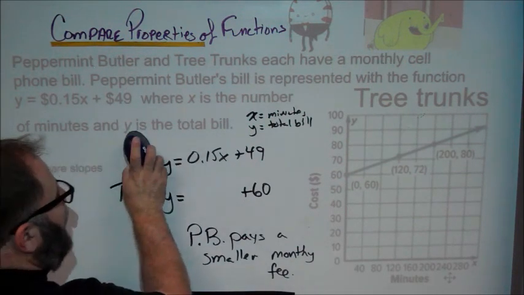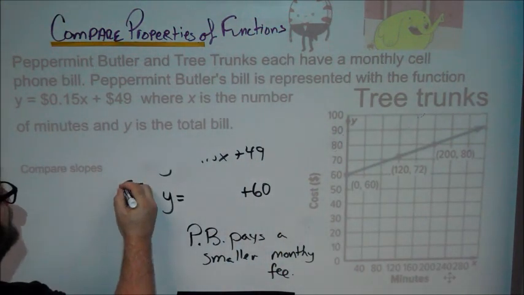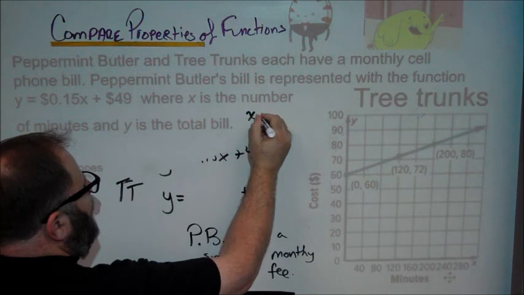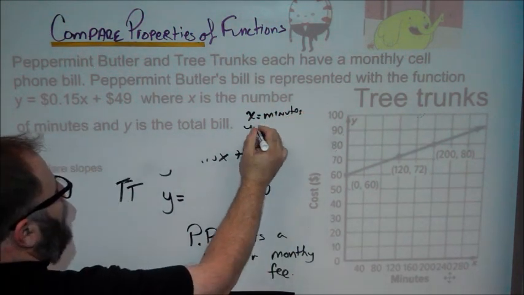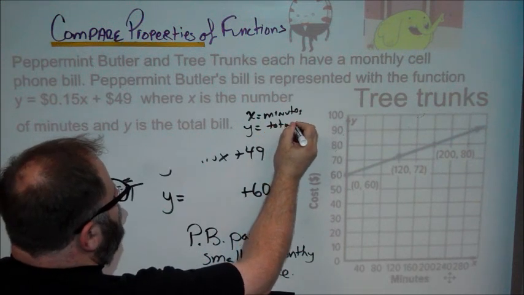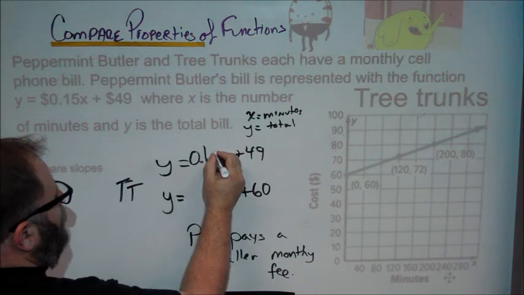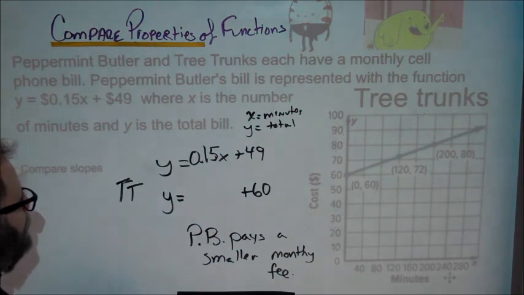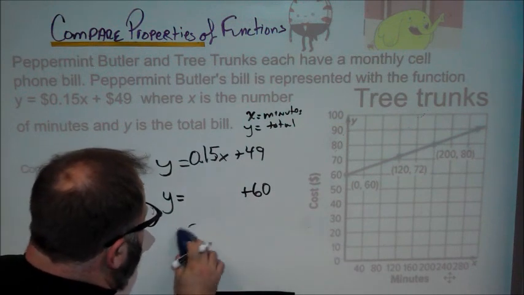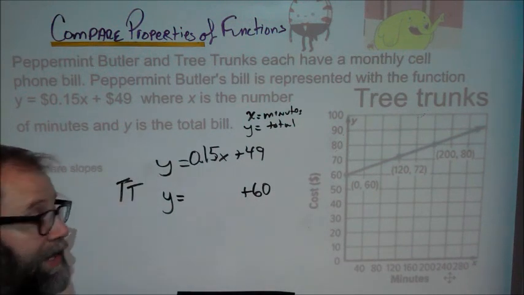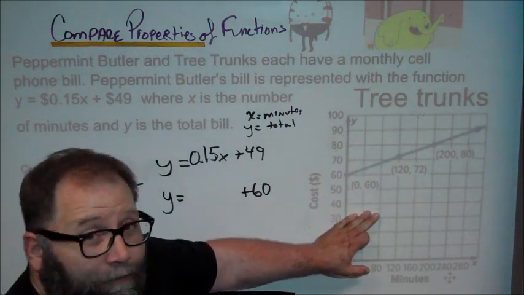Let's then look at the slopes. So our slopes then, I don't know why I erased that, so I've got x is minutes, y is total. So let me put my y back, equals 0.15. And here's my tree trunks line here. All right, so now we're going to compare another property, and that's the slopes. Let's look at the slopes. We don't have the slope for tree trunks, so we've got to figure it out.